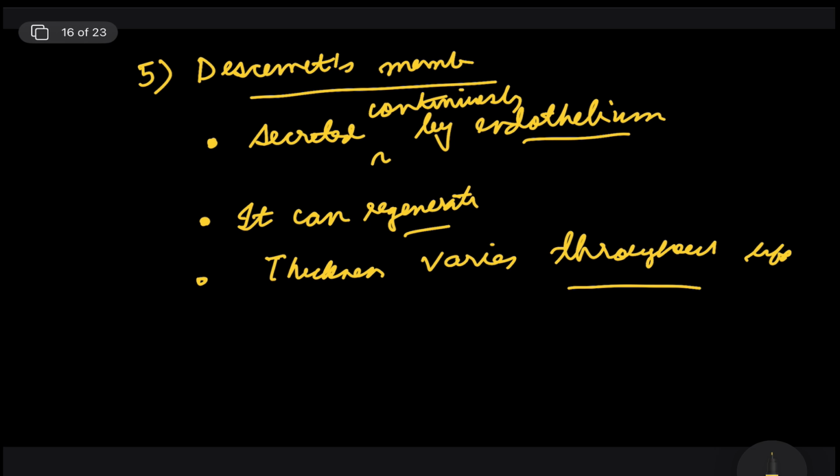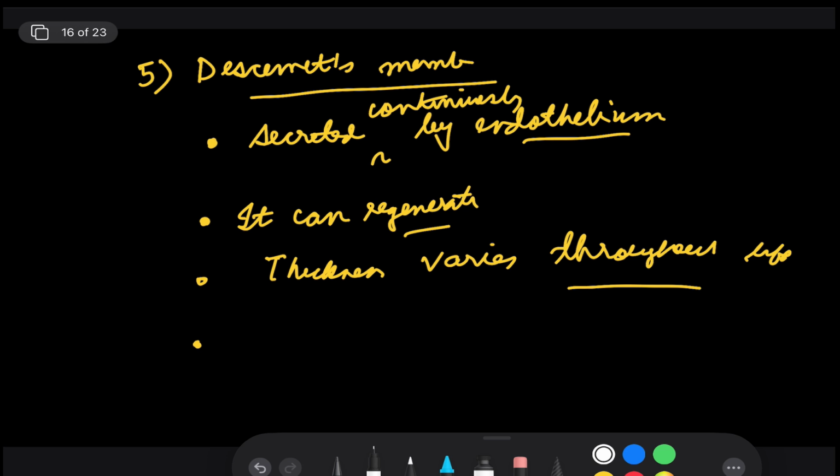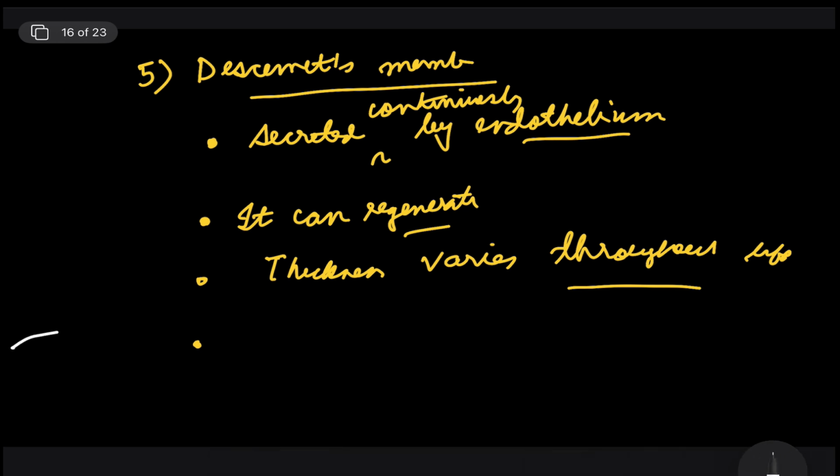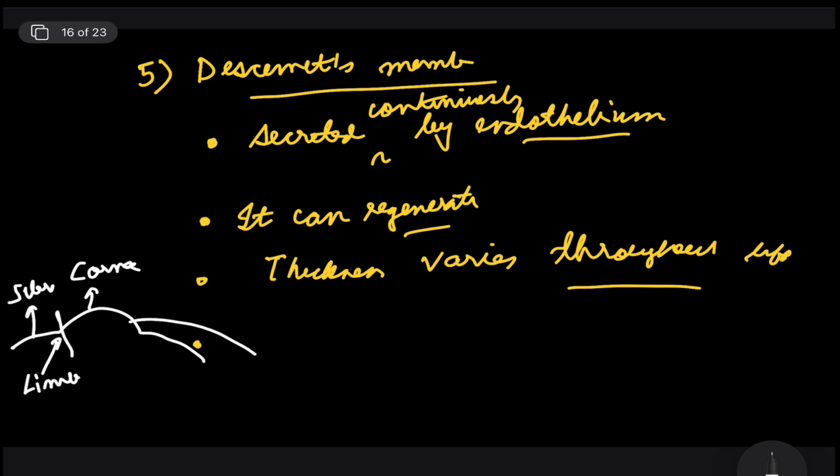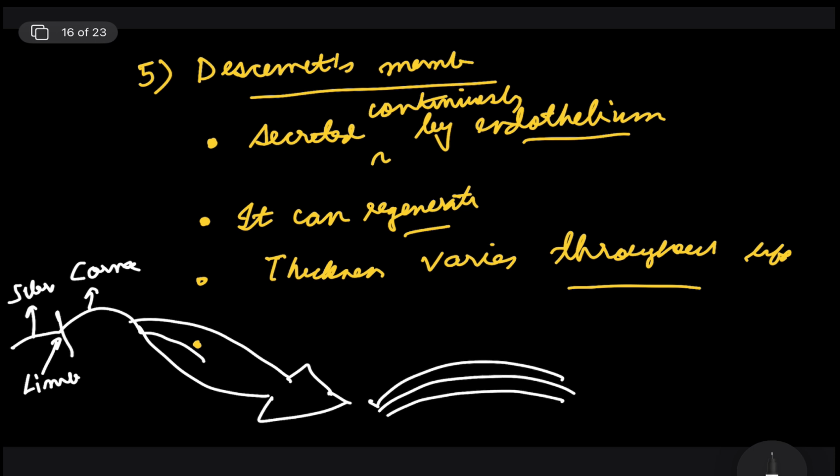Now, another very interesting thing about Descemet's membrane is how these layers are arranged. Remember, this was the cornea, this over here is the sclera, and this is the limbus. This cornea is what we are studying in a lot more detail here. So I am dividing the cornea into its different layers. Suppose this layer is Descemet's membrane.